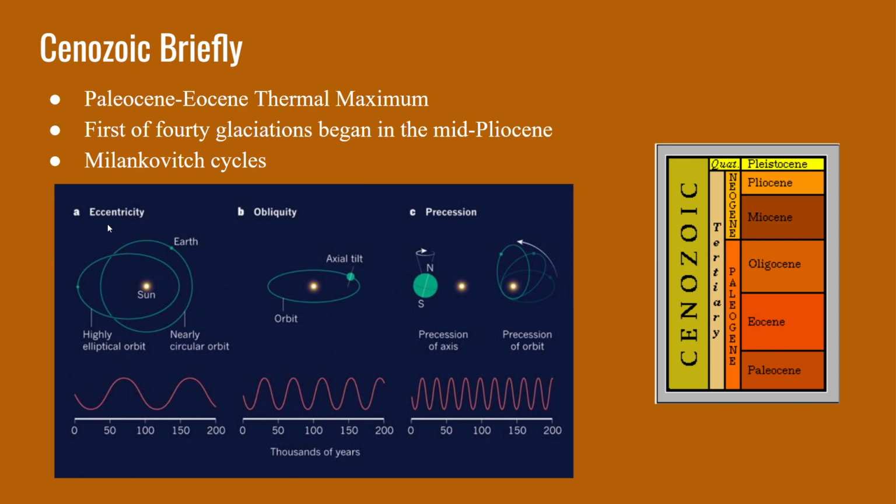You can see the three factors: eccentricity, obliquity, and precession. That is the different shape of the orbit, axial tilt, and the precession of the axis. This caused glaciations and heating, for example during the mid-Pliocene. And this is the subdivisions of the Cenozoic eon.